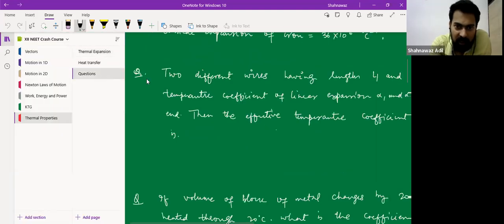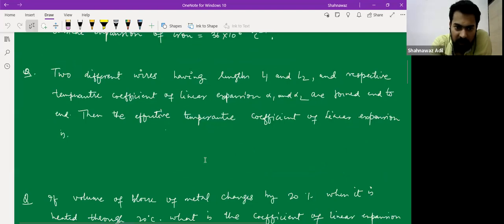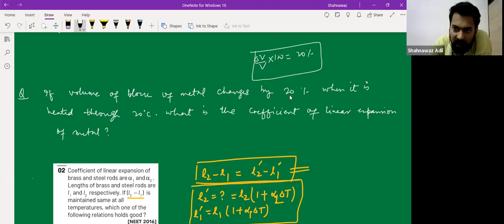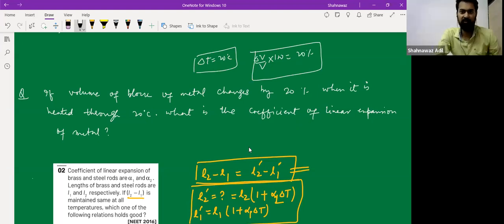So the next question is this one. So if the volume of a block of metal changes by 20%, right? So this is the percentage change in the volume, right? So delta V by V into 100 is given. This is 20%, right? And when it is heated through 20 degrees, right? So change in temperature is given. Delta T is given as 20 degrees. So we have to find what is the coefficient of linear expansion of the metal. Right, please guys, find this and tell me what would be the coefficient of linear expansion. Remember that it is volume. Volume is given, right? So volume will give what?